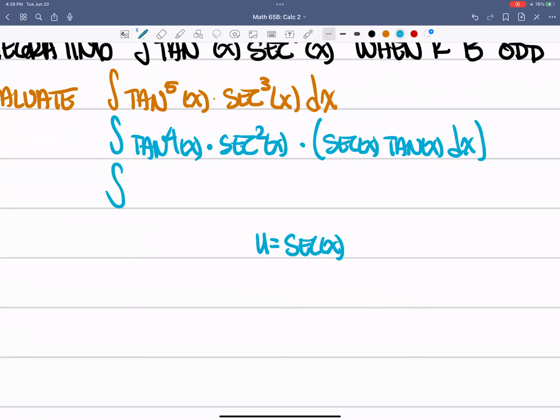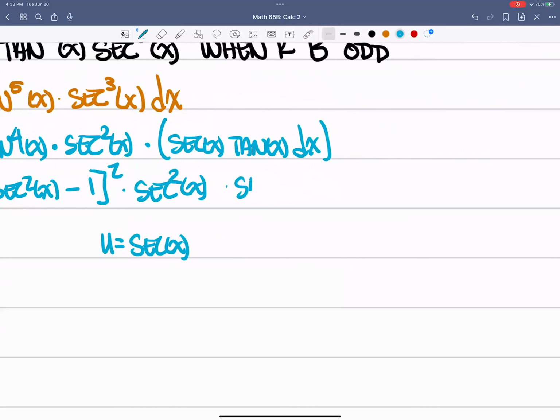So tangent to the 4th is tangent squared, squared. That's going to be secant squared x minus 1, squared, times secant squared x. And then we have the other part, our secant x tangent x dx.